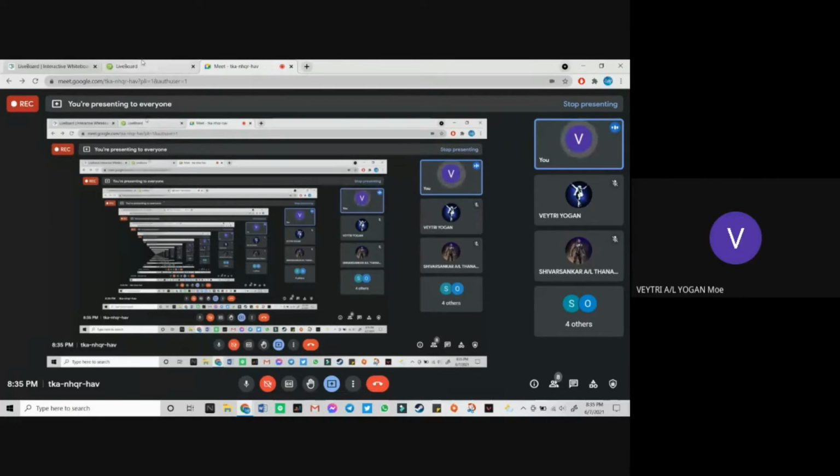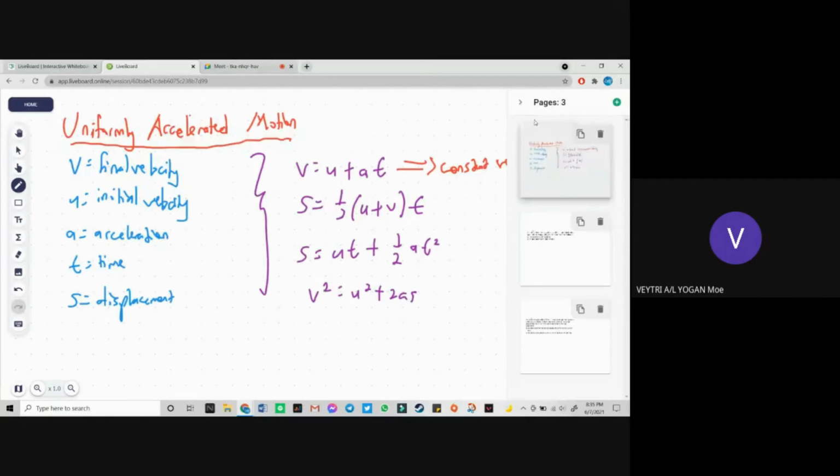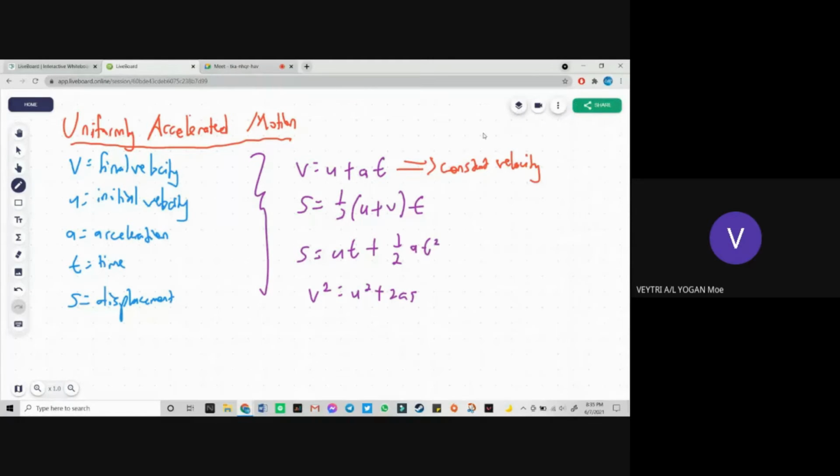Alright guys, so for today we are going to be learning linear motion 2. This time it's the second subtopic of the second chapter. It's going to be uniformly accelerated motion. Alright, in this chapter, there's a couple of things that you guys need to know.